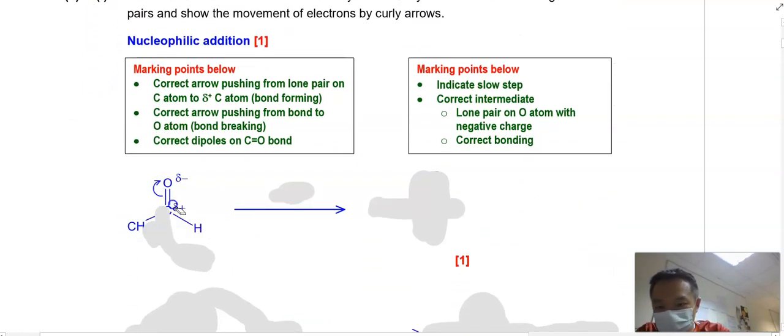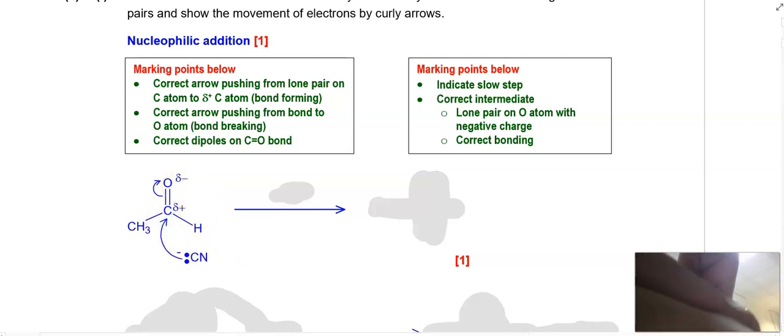First of all, draw out the compounds, the ethanal. CN minus is the nucleophile, so indicate the lone pair on the C and the negative charge, because it is CN minus. The arrow must start from the lone pair on the carbon atom to the delta plus carbon atom, and this is the bond forming process.